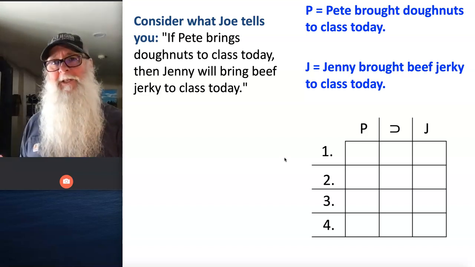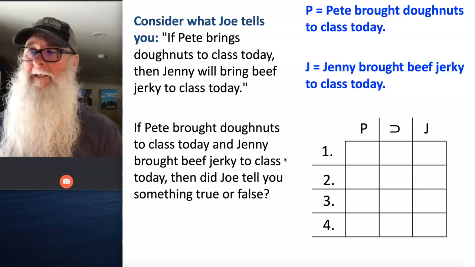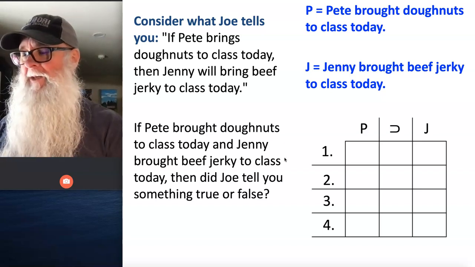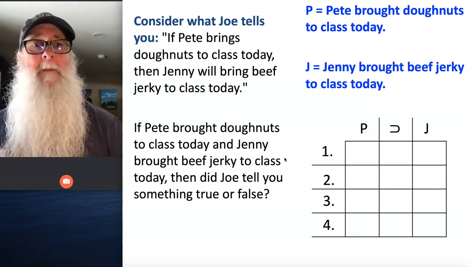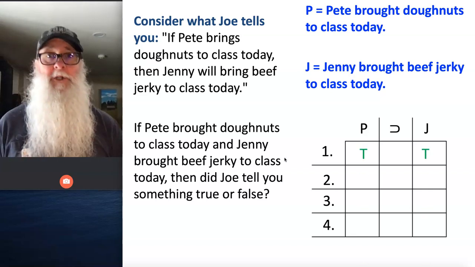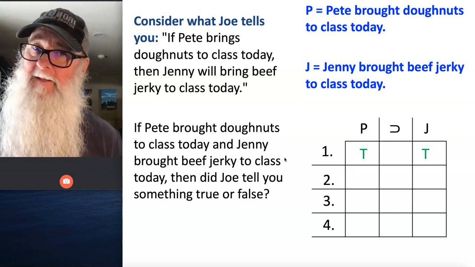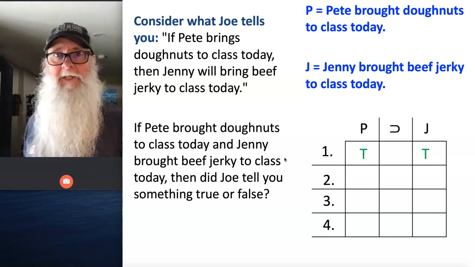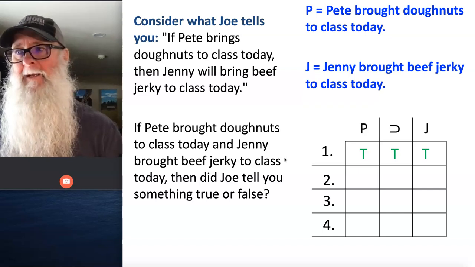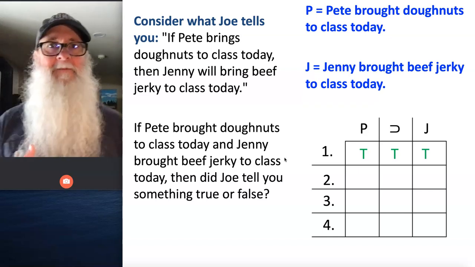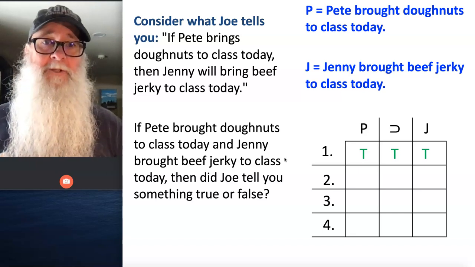So you look over at Jenny, you look over at Pete, and here's what you find. Pete's got an armful of donuts, and Jenny's nodding her head saying, check out all this beef jerky. In other words, both of our simple statements are true. Did Joe tell us the truth? I'm going with yeah. Because Joe said if Pete brings a donut, Jenny will bring the beef jerky. And Pete brought the donuts and Jenny brought the beef jerky. So I'm going to go with what he told us is true.